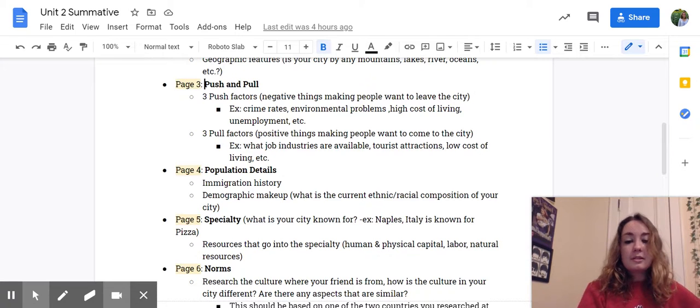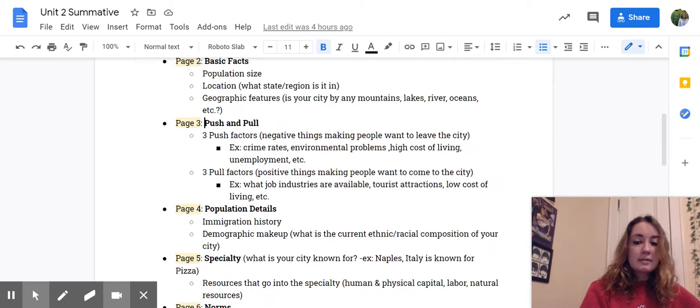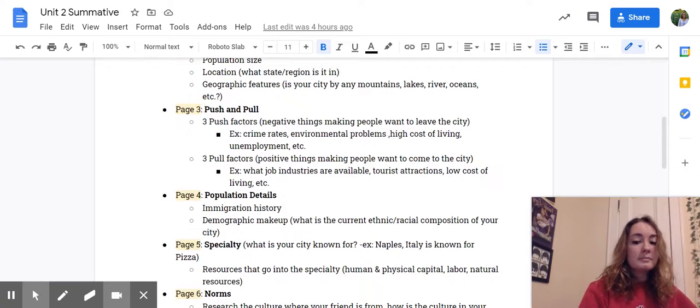Okay, so now here's where you're going to do some more independent research. So you're going to identify 3 push factors and 3 pull factors. So example, what are some things that are pushing people away from your city? Maybe some negative things about your city. So this could be crime rates, environmental problems, high cost of living. So you can use that cost of living calculator again, unemployment.